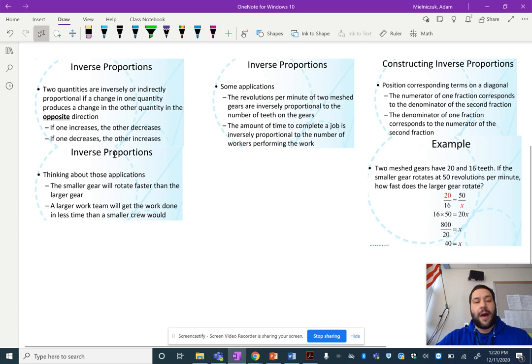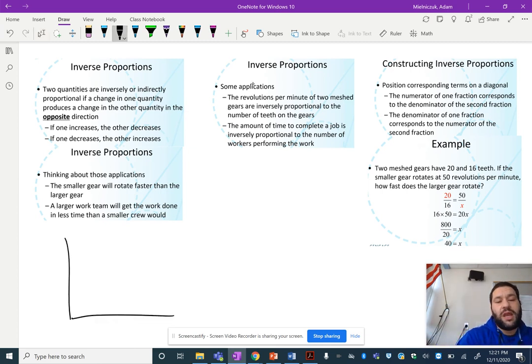For inverse proportions, thinking about these applications, some ways to look at it is the smaller gear will rotate faster than the larger gear, or a larger work team will get the work done in less time than a smaller crew. Some applications of inverse proportions are the revolutions per minute of two mesh gears are inversely proportional to the number of teeth on the gears, or the amount of time to complete a job is inversely proportional to the number of workers performing the work. The larger the workforce, the less time it takes. See, one gets bigger as the other gets smaller.